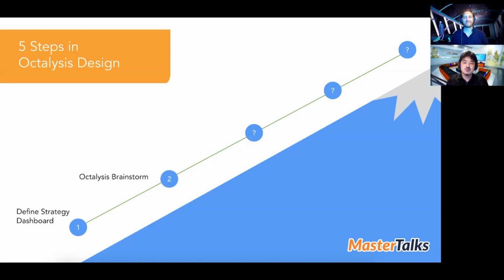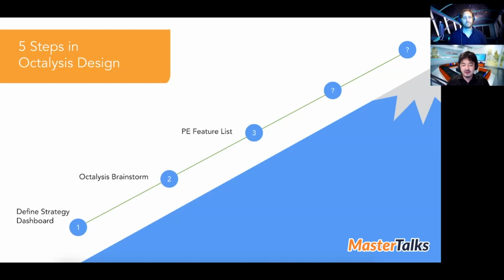So once we have the strategy dashboard, then we go into what we call the Octalysis brainstorming phase, in which we go through those 4 phases of the player's experience: discovery, onboarding, scaffold, and endgame. We apply the 8 core drives to all 4 phases. And so we come up with a variety of ideas that are meant to improve the business metrics through desired actions via those 8 core drives.